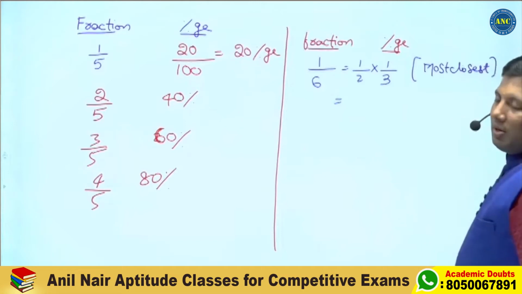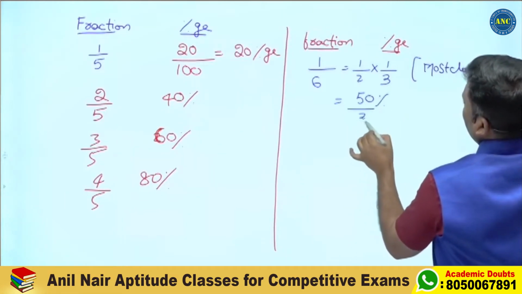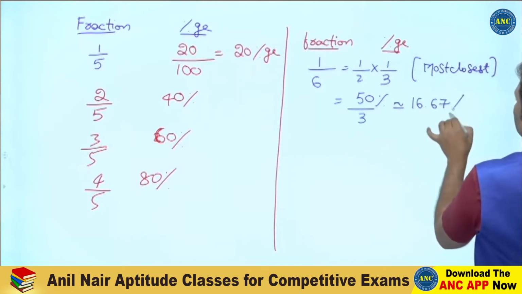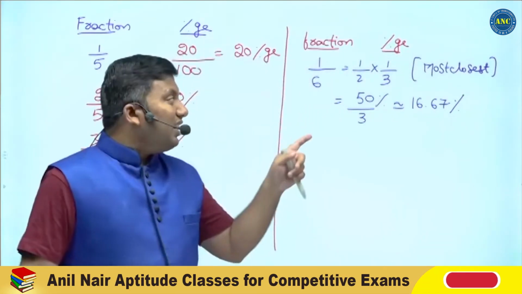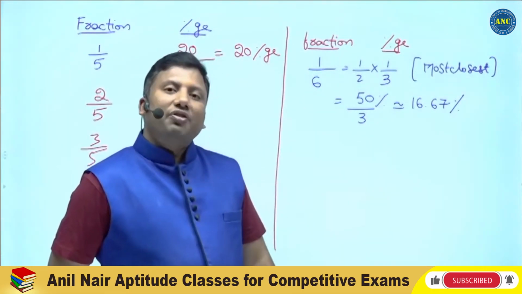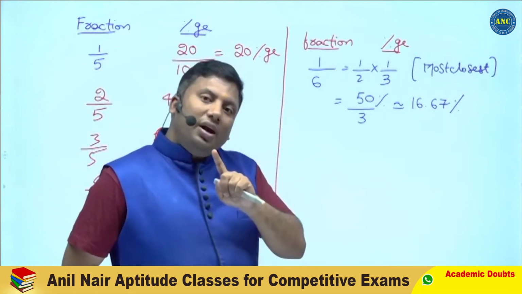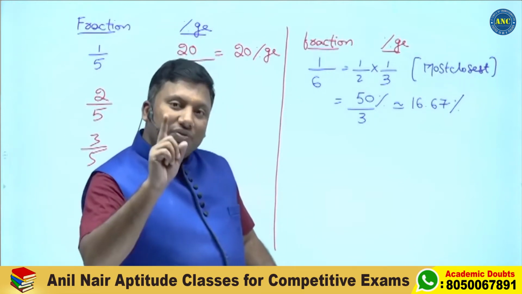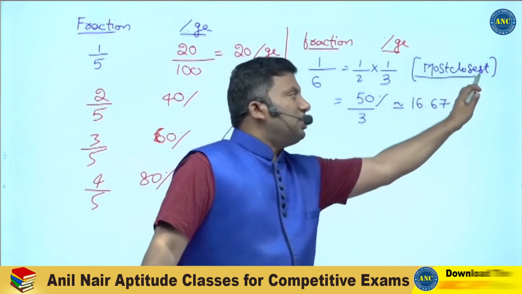1 by 2 is 50 percentage, divided by 3. So the most closest will be 16.67 percentage. Please see the denominator here. Denominator is 6. 6 is a combination of which prime numbers? 2 and 3. If the denominator is a combination of only 2, only 5, or 2 and 5, then I will get the exact value. Otherwise, I will get the most closest answer.